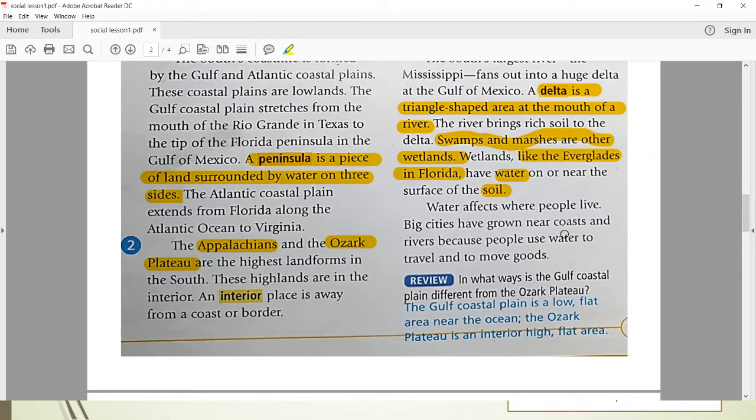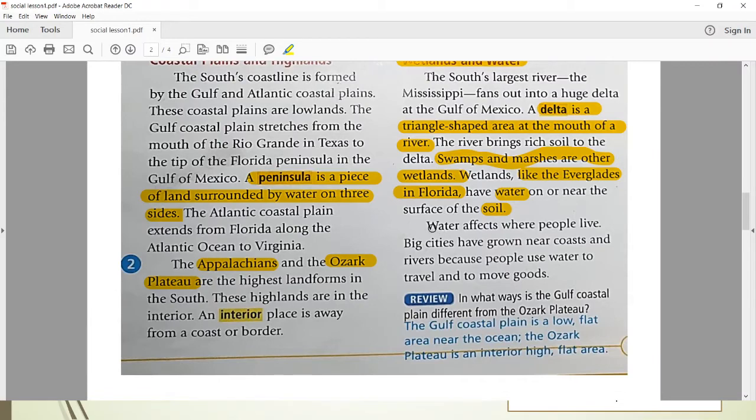Big cities have grown near coasts and rivers because people use water to travel and to move goods. I think you understand this actually. We've discussed this a million times. So remember that in history, there are many big cities, like the Egyptian civilization and Mesopotamian civilization. They actually grew into civilizations because they were near rivers.